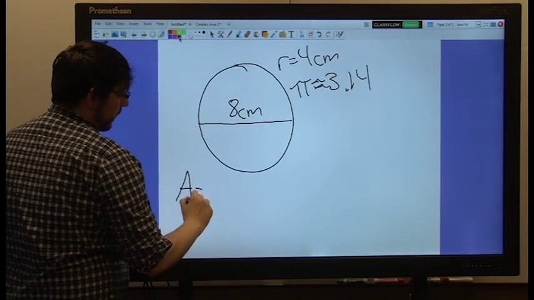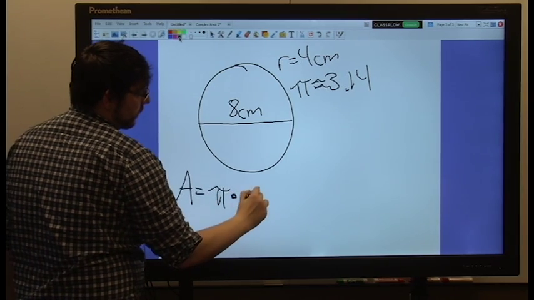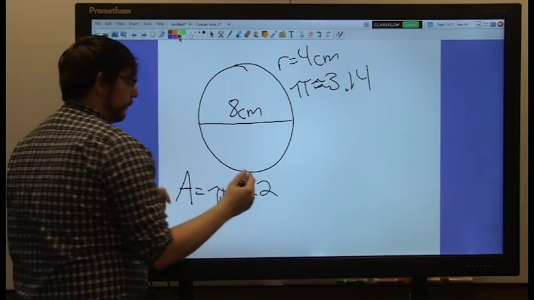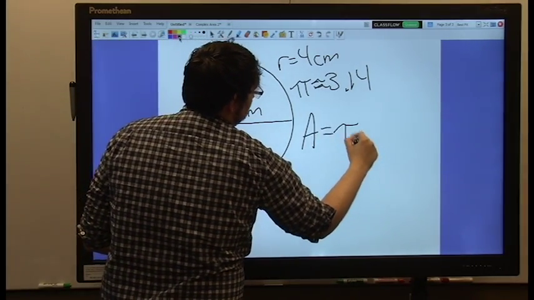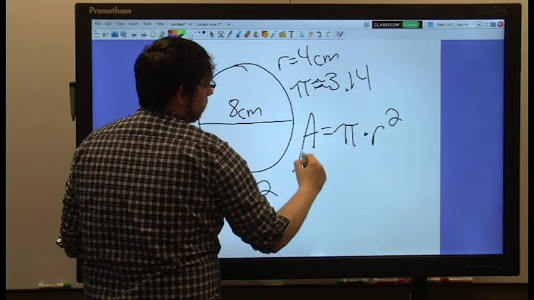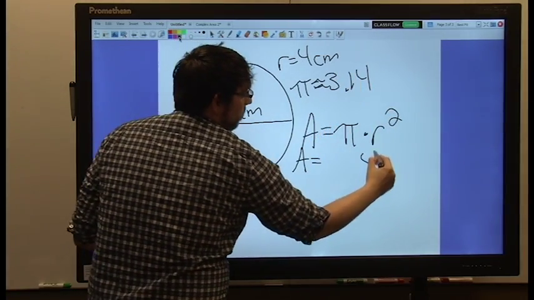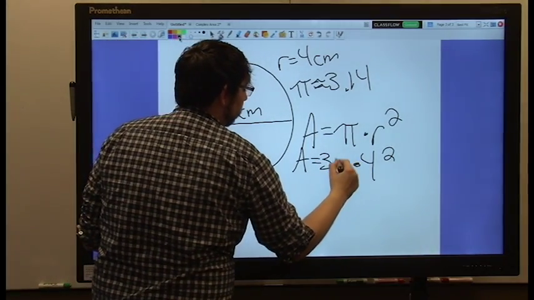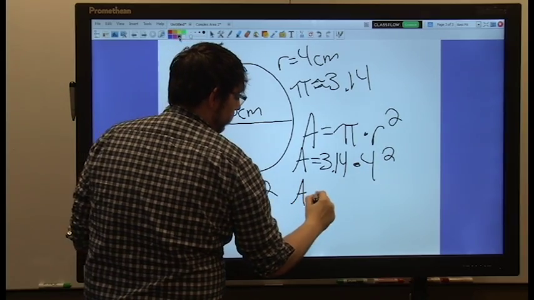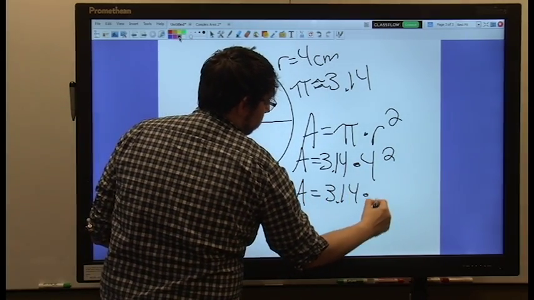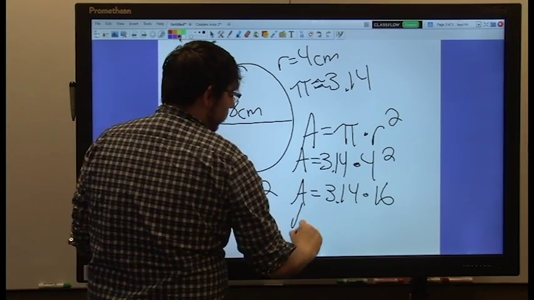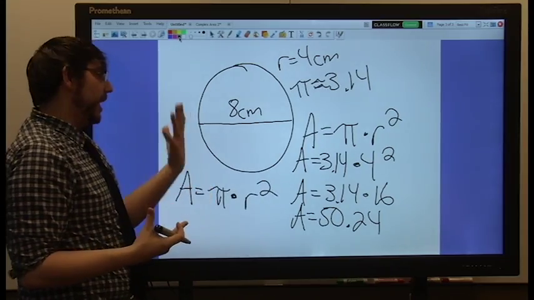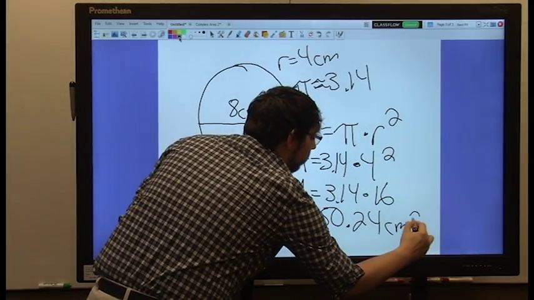Area is equal to pi times radius squared. Diameter is 8, radius is 4, again because it's half of that. First, let's plug in our radius. It's 4, therefore it's 4 squared. Pi, 3.14. What is 4 squared? 16. And what is 16 times 3.14? 50.24. Now again, since this is area, we take the units and then we square them.